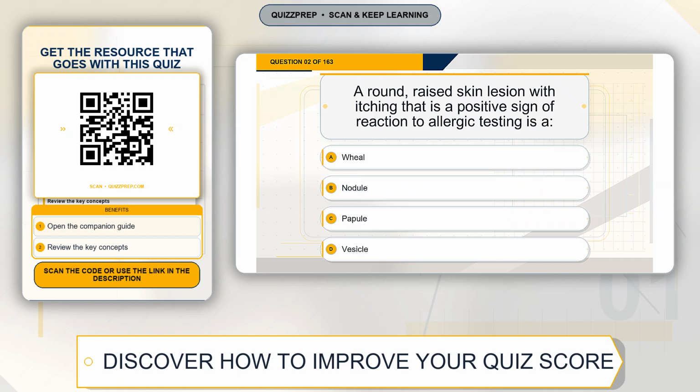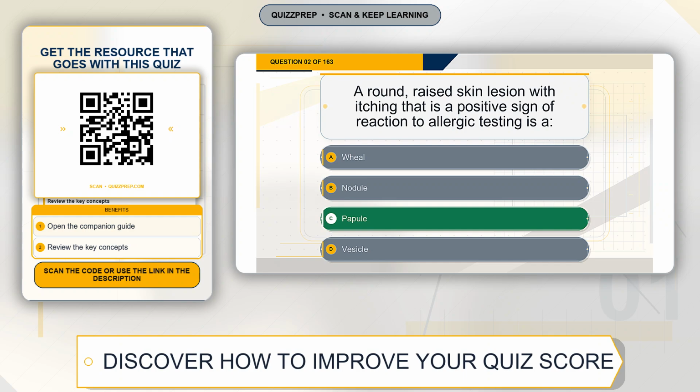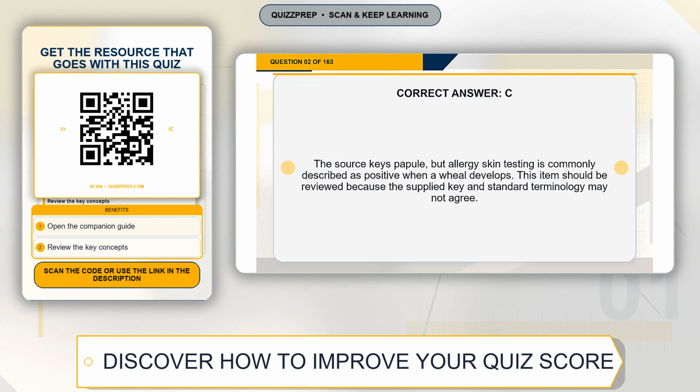Question 2. A round, raised skin lesion with itching that is a positive sign of reaction to allergic testing is a: Option A, wheal. Option B, nodule. Option C, papule. Option D, vesicle. The correct answer is option C, papule. Explanation. The source key is papule, but allergy skin testing is commonly described as positive when a wheal develops. This item should be reviewed because the supplied key and standard terminology may not agree.